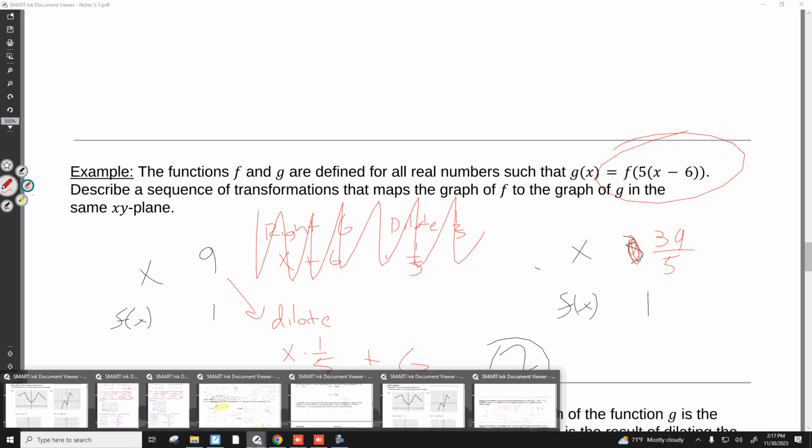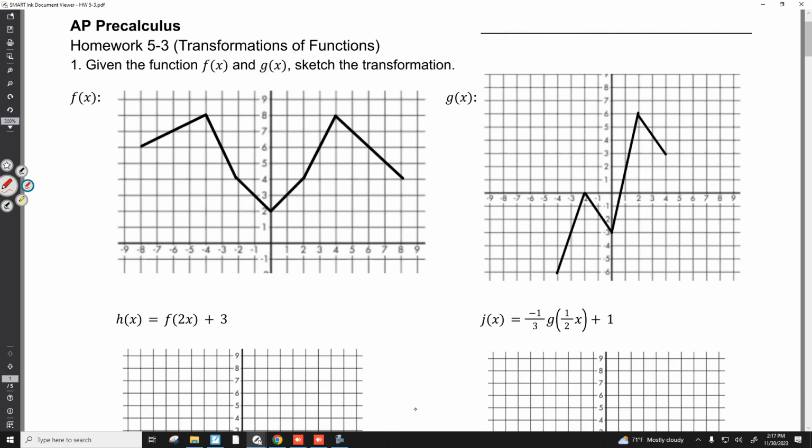Wait, are we like that? No, we're doing some homework examples so you don't screw up when you get to your homework.